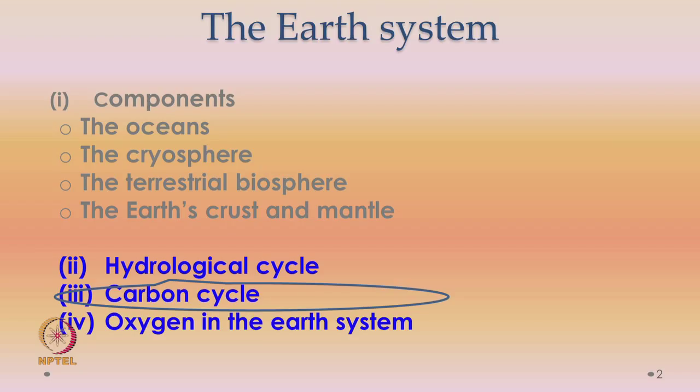We completed that and we looked at the hydrological cycle. I won't say in fair detail, but at least more than just an introduction. Now we are looking at the carbon cycle, and the last part will be the oxygen in the Earth system. So in today's class, we will complete the carbon cycle as well as the oxygen in the Earth system, with which we will complete this chapter 2, that is the Earth system.